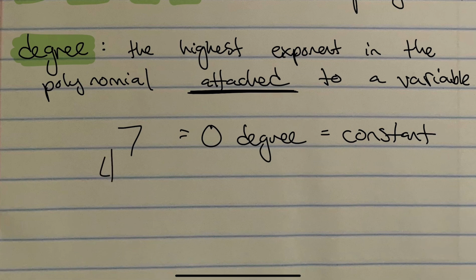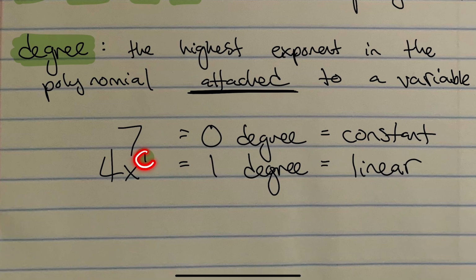But what if it does have a variable in it? Let's say we have 4x. Well, if we have something like that, I'm going to look at the exponent that is on this number. There's nothing here. So remember, if there's nothing there, we could just say that's a 1. This will be a 1 degree polynomial, and we call that a linear polynomial. It is linear if it has 1 degree, and that 1 degree comes from our exponent up here. That's why it has our exponent in there.